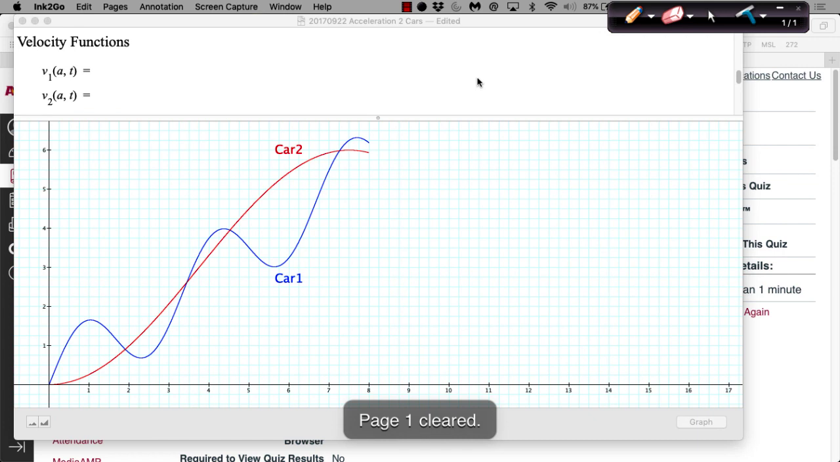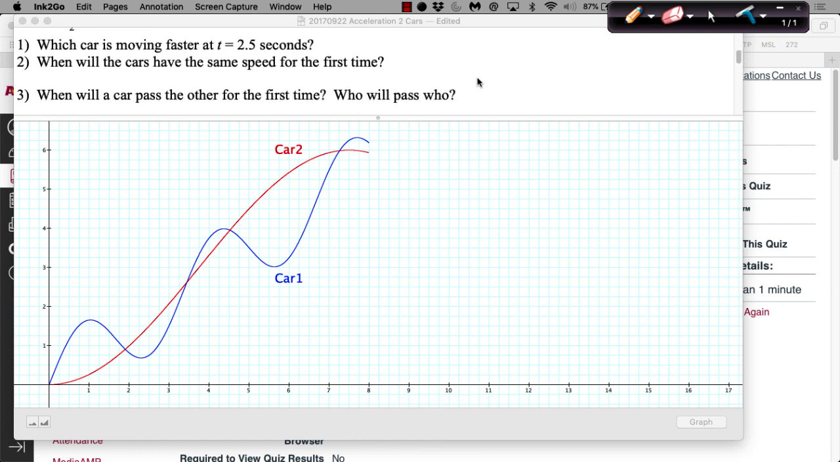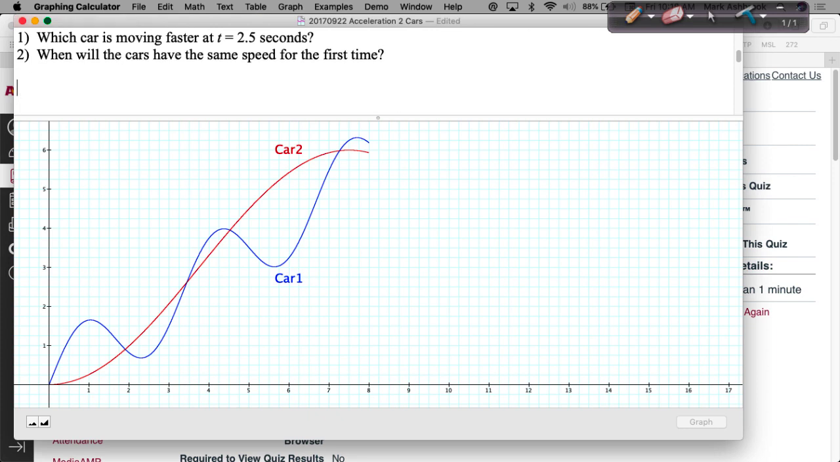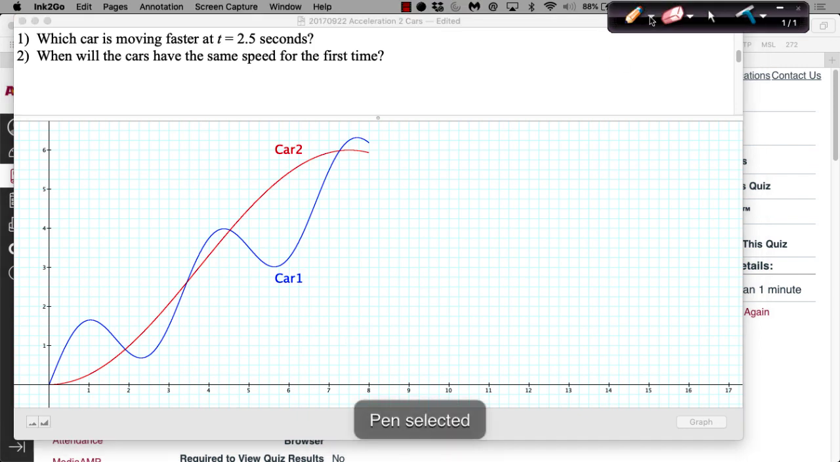Here we go. So I got two acceleration functions. I got some questions for you about these acceleration functions. Which car is moving faster at 2.5 seconds? And when will the cars have the same speed for the first time? Just those two first questions, take a minute to talk about those. These are acceleration, so this is feet per second per second.